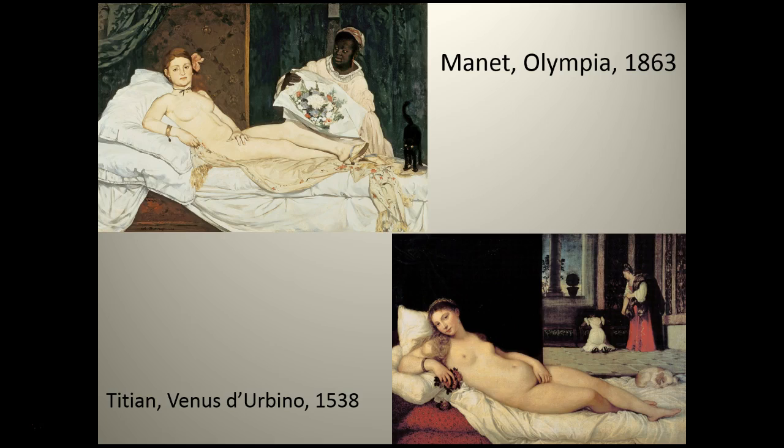Manet has also done some other switches. He's replaced the little dog here, which is a symbol of fidelity in Titian's painting, with a black cat, which traditionally symbolized prostitution. Olympia disdainfully ignores the flowers presented to her by her servant, which are probably a gift from a client. And again, this is her power in terms of being able to reject suitors and control her own sexuality.